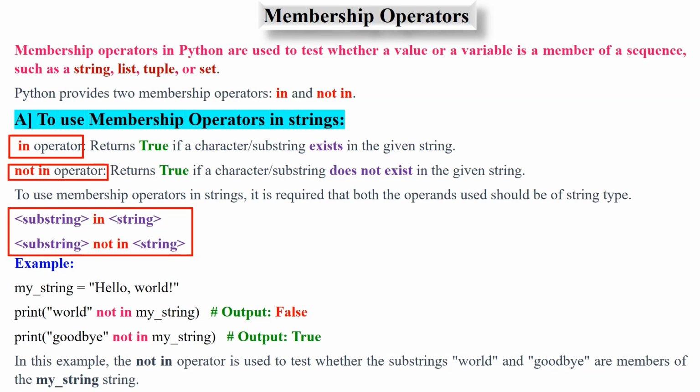In the second print statement, "goodbye" not in my_string checks if the substring "goodbye" is not present in my_string. Since "goodbye" is not present in my_string, the expression evaluates to true. Therefore, when you print the results, the output will be false for the first print statement, true for the second print statement.